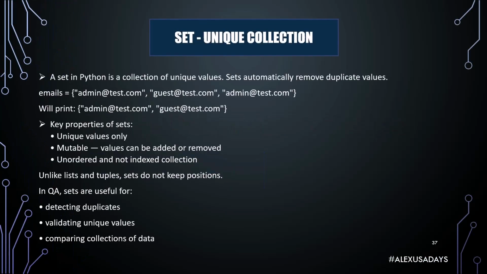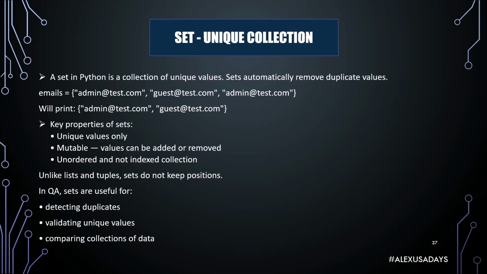Today we're continuing Python for quality assurance, and we're going to talk about set. Set is a collection of unique values. Set automatically removes duplicate values. For example, if you have a set of emails that contains admin, guest, and again admin emails, and you try to print them out, you will only get unique values back. So you'll get one admin and one guest.